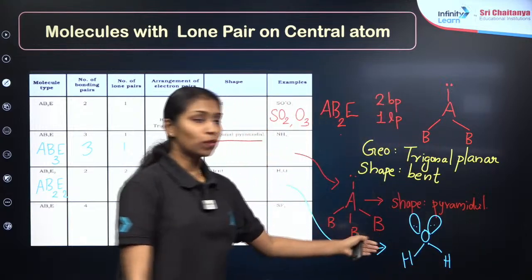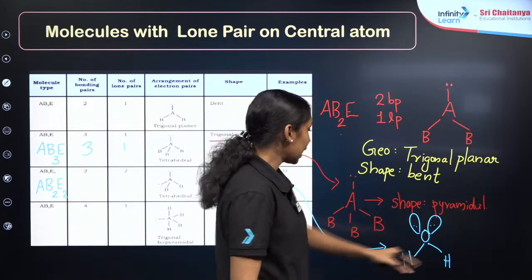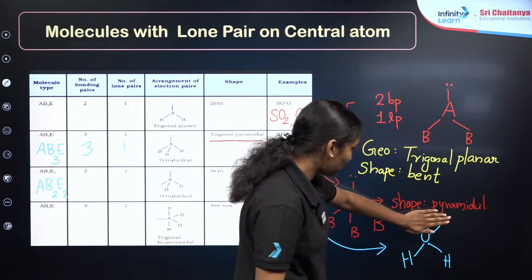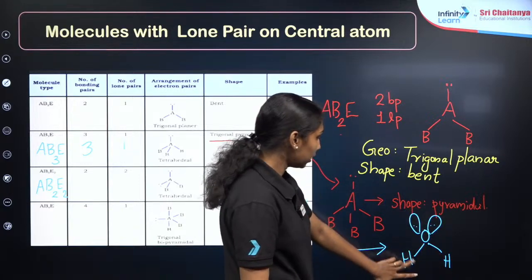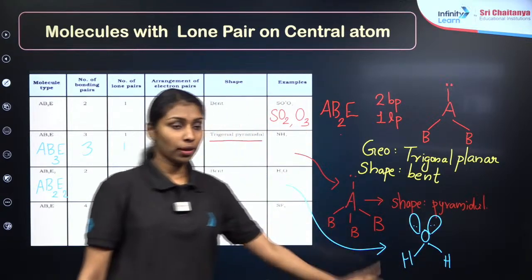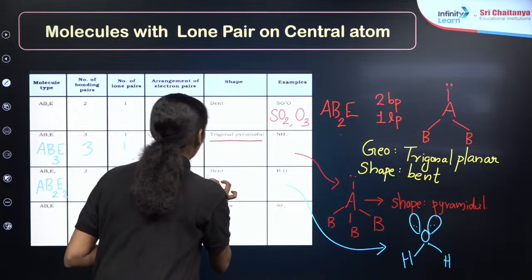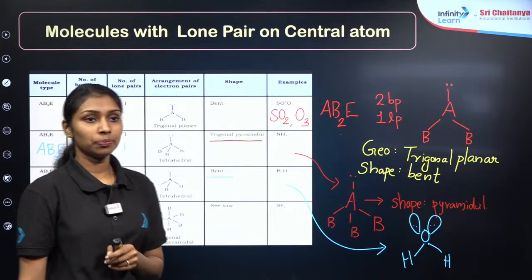This will be the shape of the water molecule. These are the 2 lone pairs. If I hide the lone pairs here, these will be the 2 bond pairs, right? So again, it will be in a bent shape. So the shape of this particular molecule will be bent. Clear?